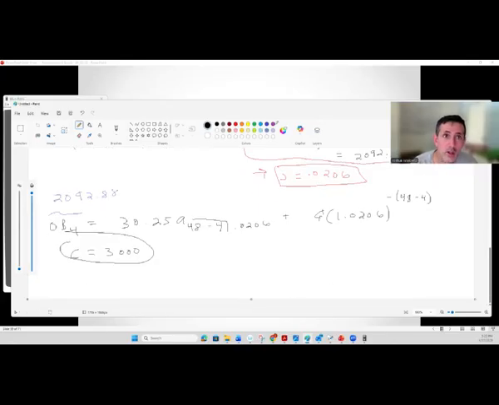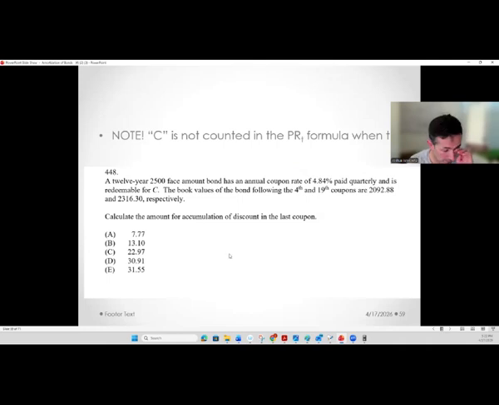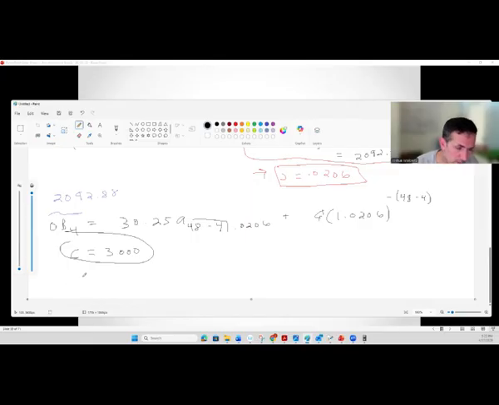Because now I have everything to plug and chug into my formula, amount of accumulation of discount and last coupon, principal or paid formula. Just remember it's really going to be negative, whatever. I'm just literally computing, so it doesn't matter. Well, I'm going to get a negative answer here. That makes sense.